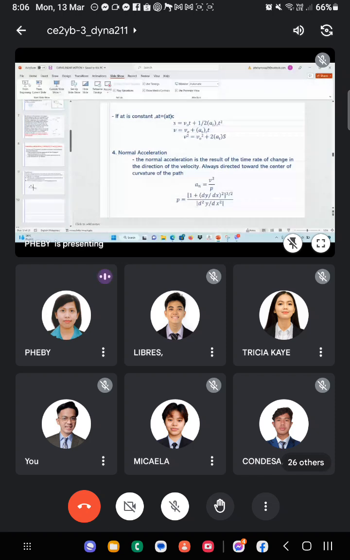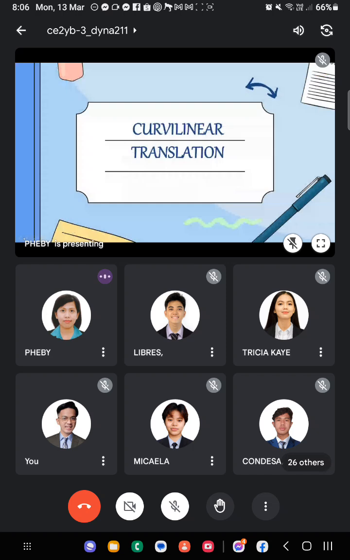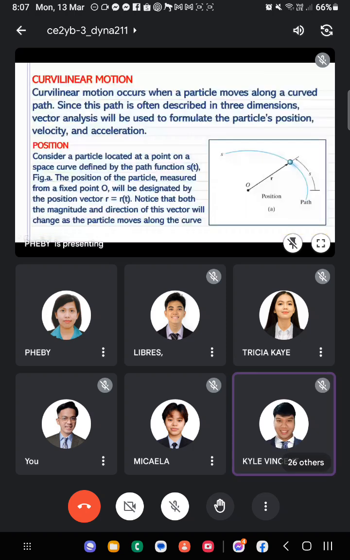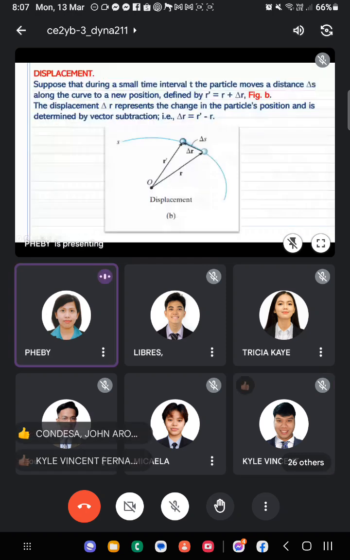Curvilinear motion. I think you're familiar with this. Wait lang, nagmo-move ba yung slide ko dyan sa inyo? Yes po. Nagmo-move. Thank you. We'll start now.